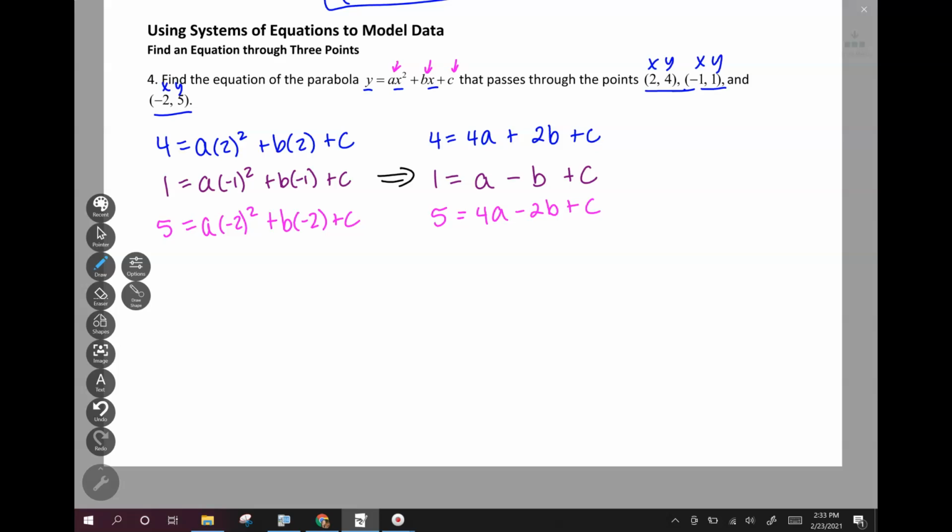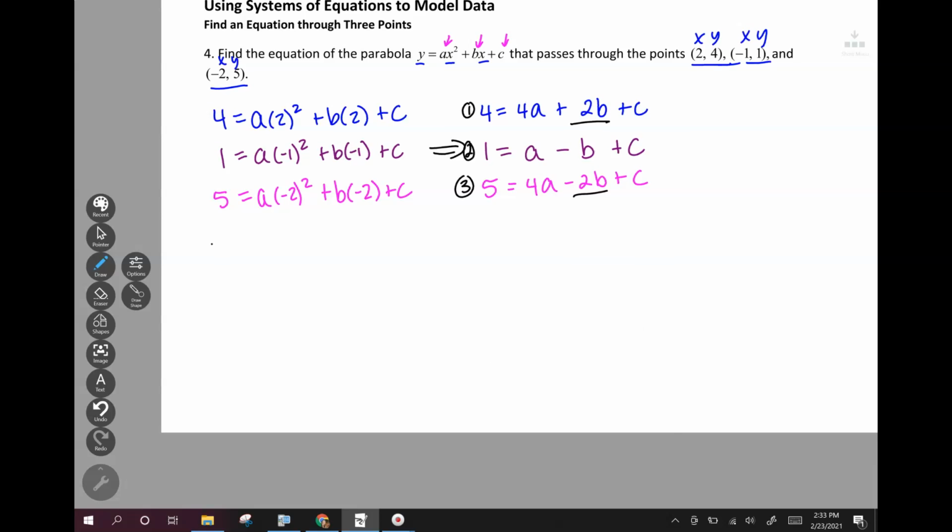All right, so the first thing that we're supposed to do is eliminate one of the variables from 2 of the equations. So why don't we use, I'm going to label these again. This will be my equation 1, 2, 3. I'm going to use equations 1 and 3 because, as you can see, I can already do elimination because I have a positive 2b and a negative 2b. So I'm going to do equation 1 plus equation 3.